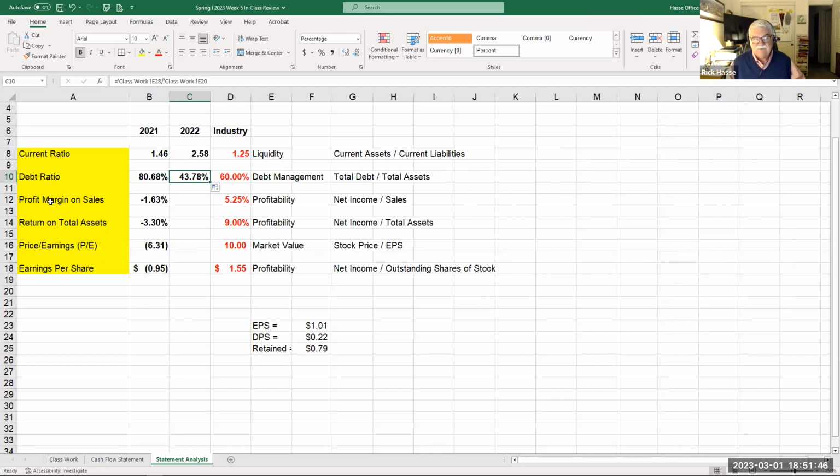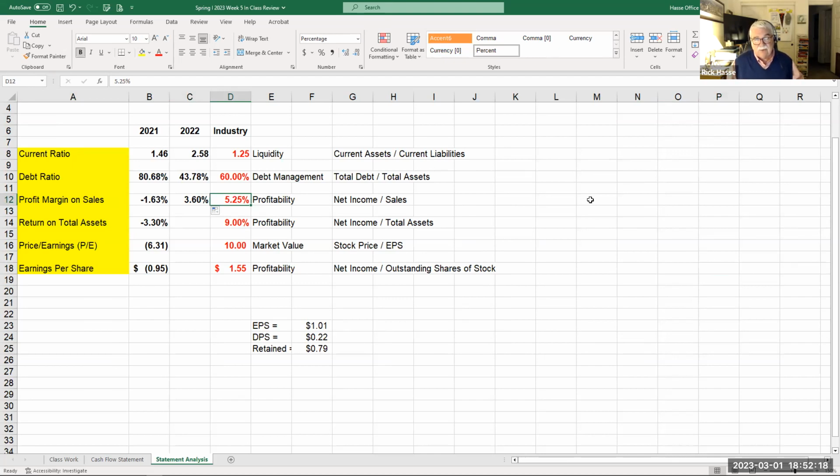The relationship of net income to sales. We lost money in 2021, but in 2022, they made a profit, and that relationship was 3.6% profit margin. The industry average for this industry that this company does business with, their competitors, 5.25%. So they're a little bit behind there. They're not making as much profit as their competition. Could tell you something about the company.